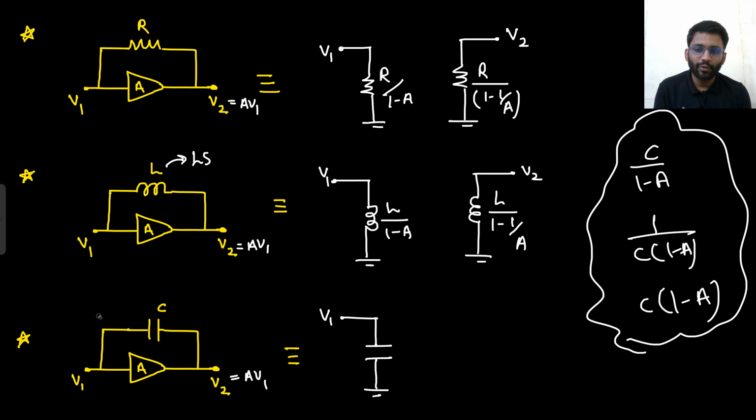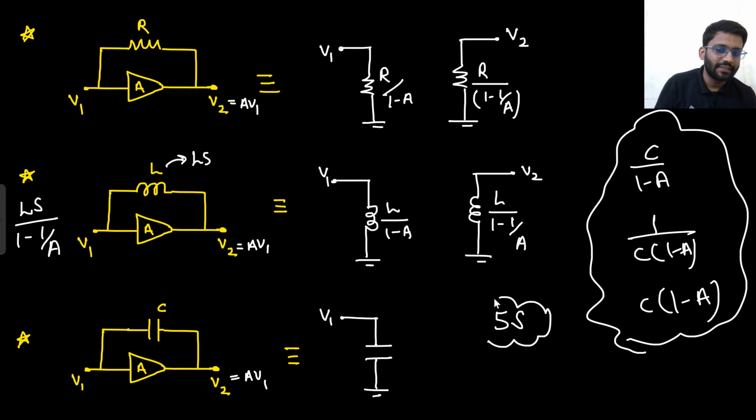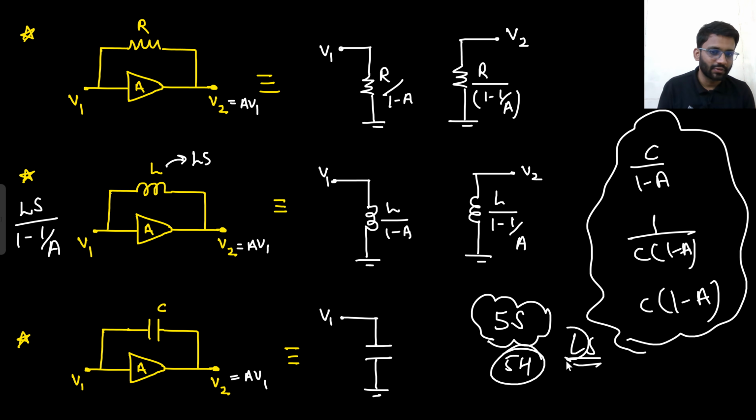Similarly, from V2 to ground, you will see the impedance to be Ls upon 1 minus 1 by A. If this is the impedance, then what will be the inductance? If I am saying my impedance is 5s, this is the impedance provided by an inductor. So what will be the inductance value? 5 Henry, right? Because the impedance provided by the inductor is Ls. So comparing L, that would be 5 Henry. Are you getting this point?